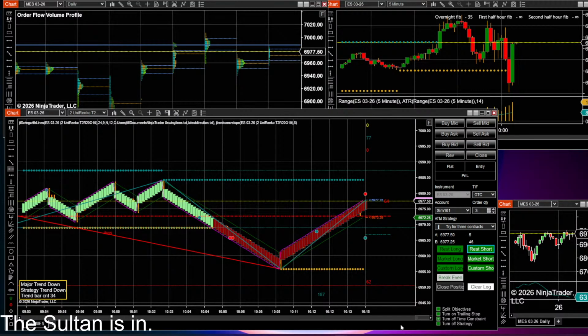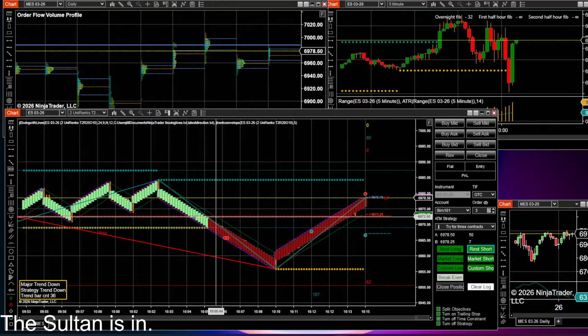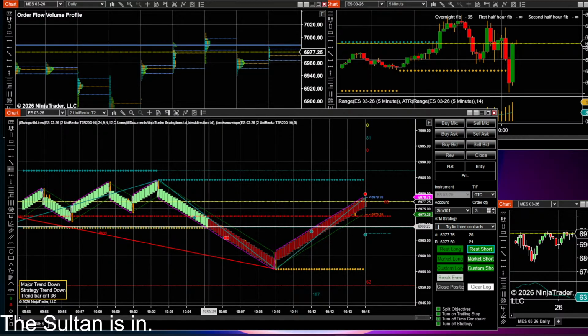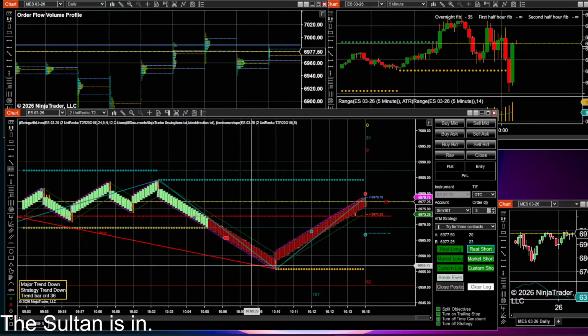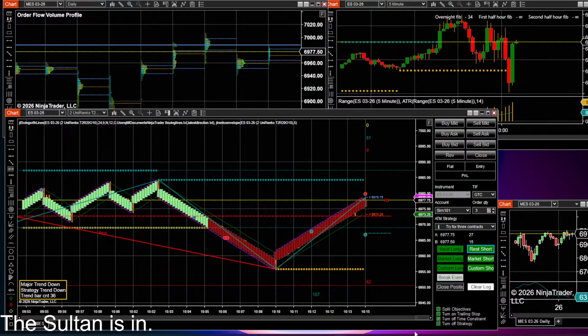For me, I'm playing the downside. I'm following the trend. When this IBOS was broken, you notice that my bars turned red, which is telling me that we're in a downtrend on the strat and the major. So I'm only looking for shorts.